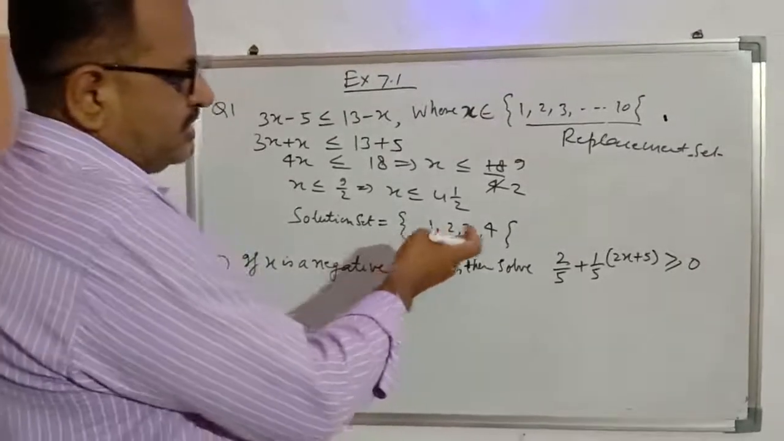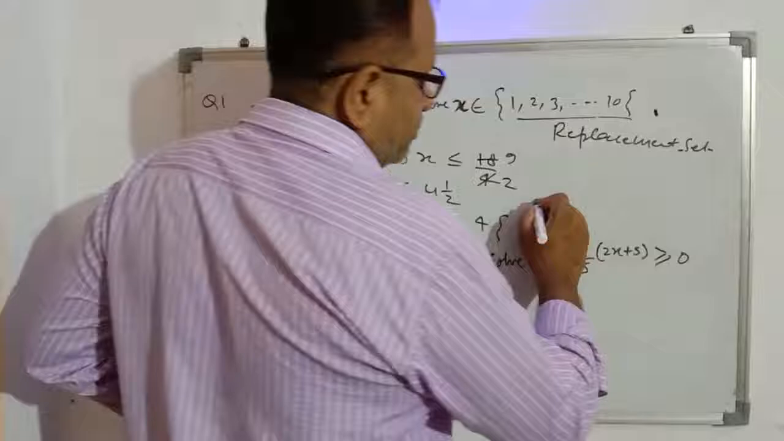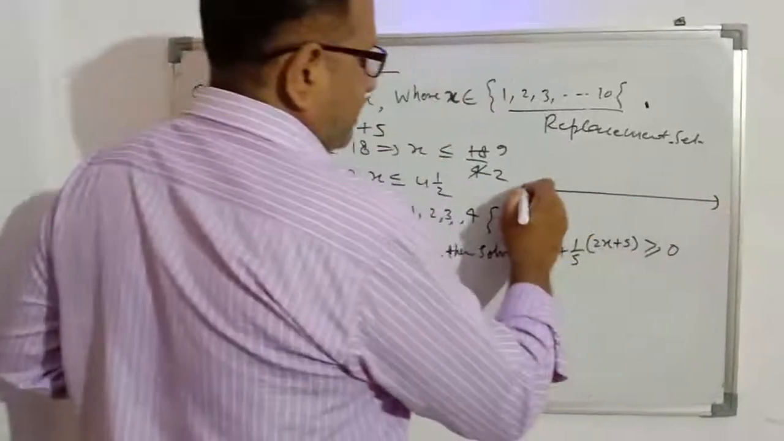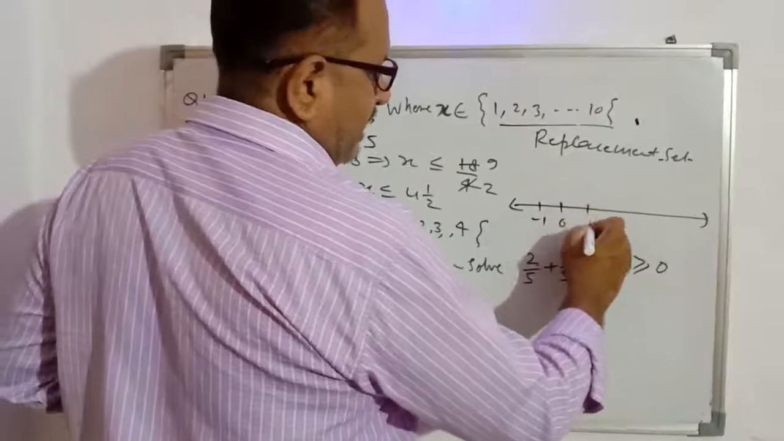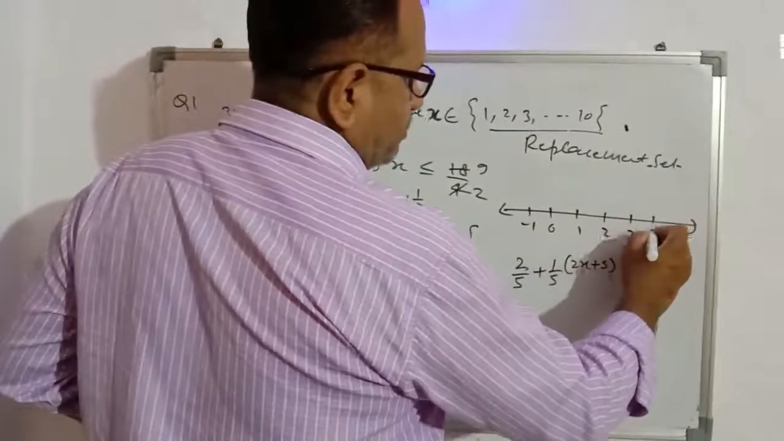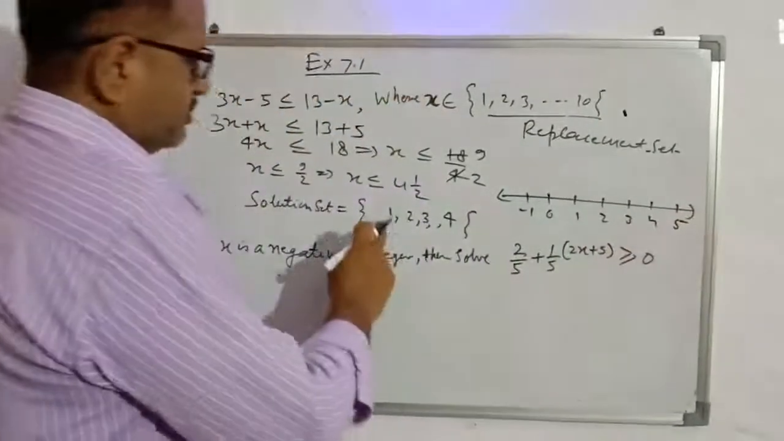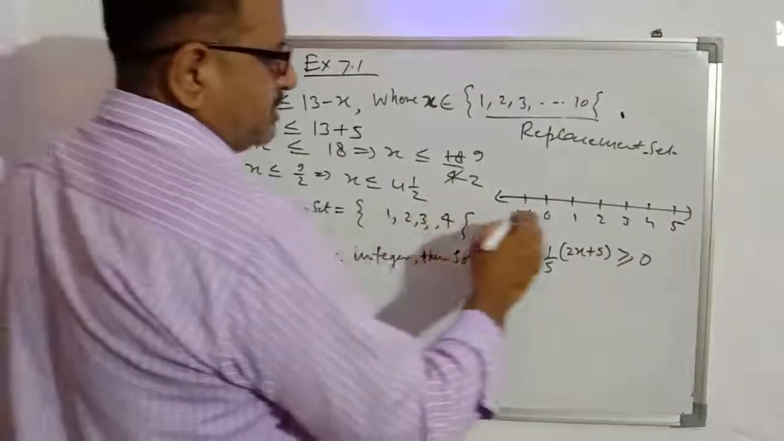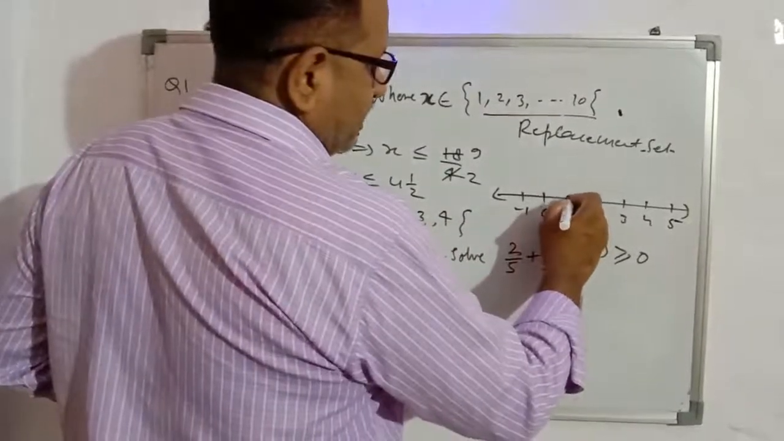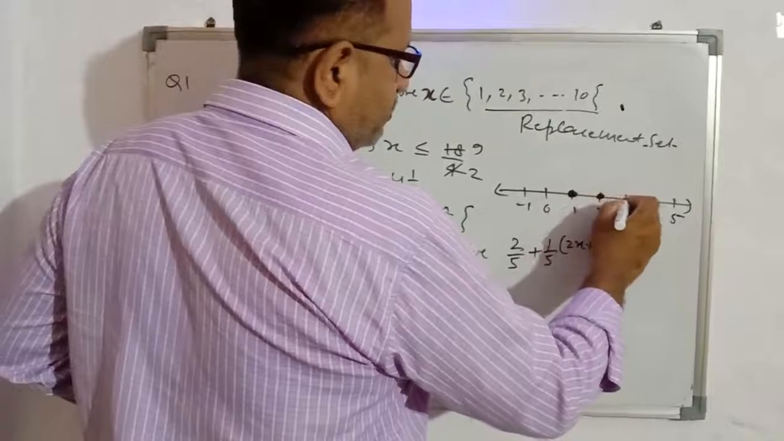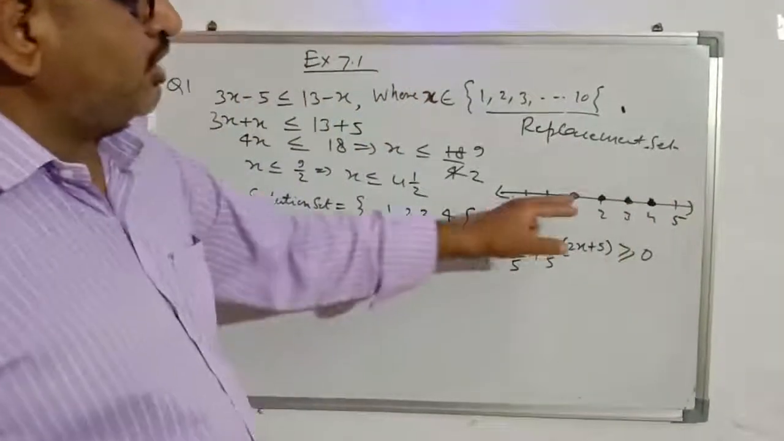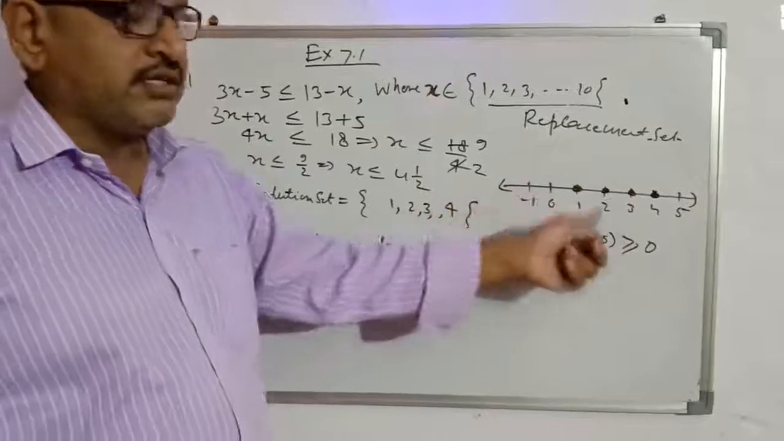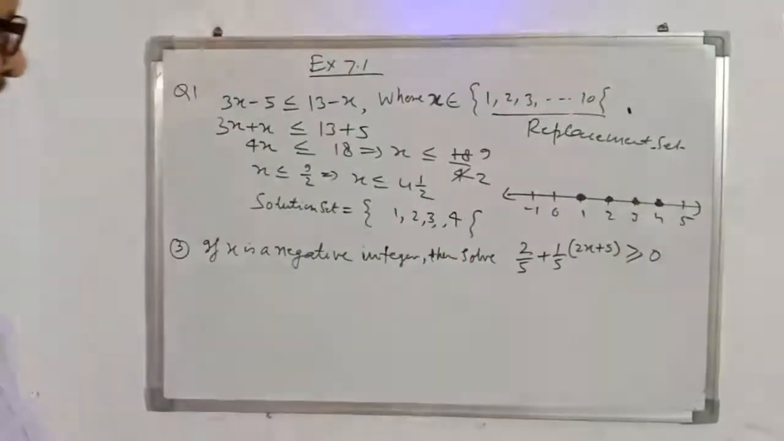We can represent this solution set on the number line also. We will draw a real number line like this: 0, left side negative numbers, right side positive numbers. So 1, 2, 3, 4 are the solutions. We can make a dark circle at 1, 2, 3, 4. These thick dots represent the solution set on the number line.